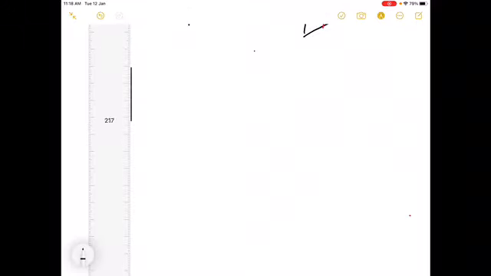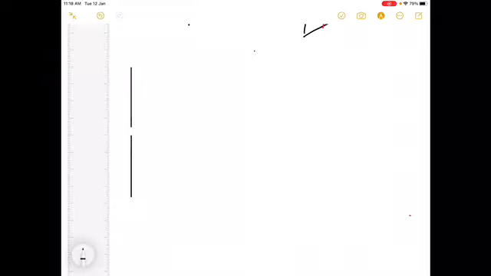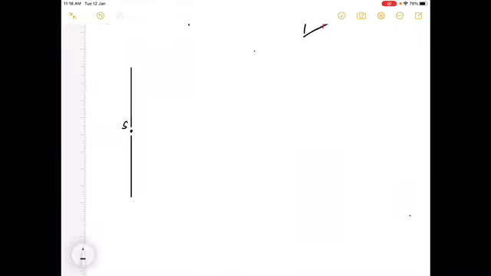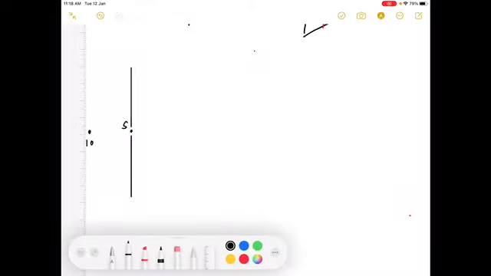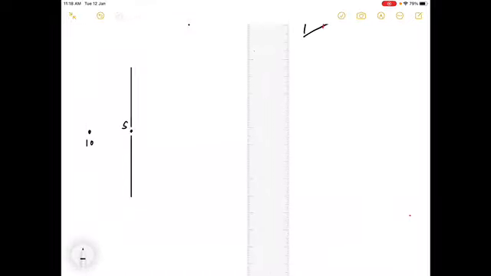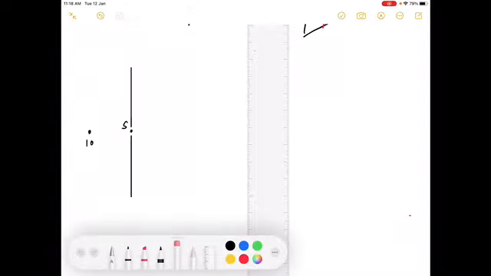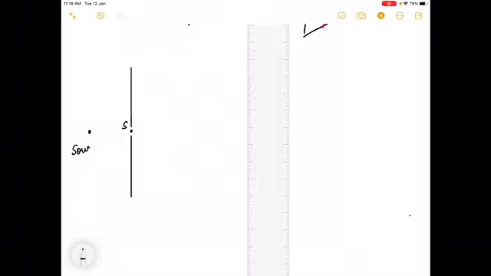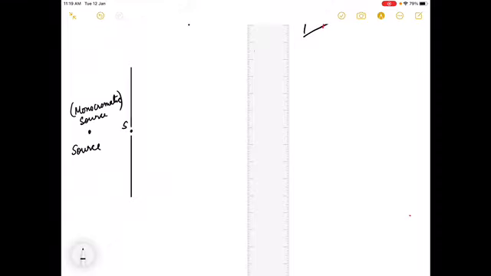So there is this slit S, right? This is your S slit. There is a monochromatic source here. This is the source. Let me just write it here. This is the monochromatic source.